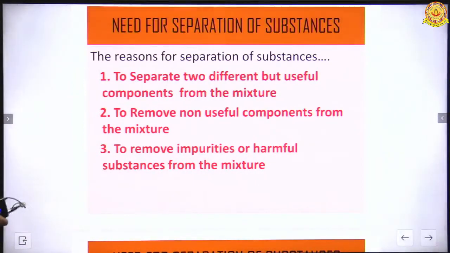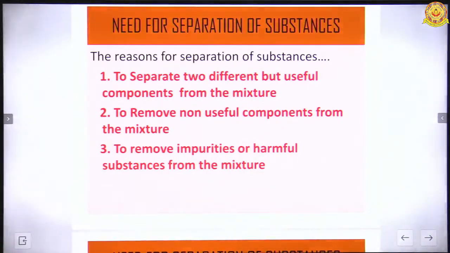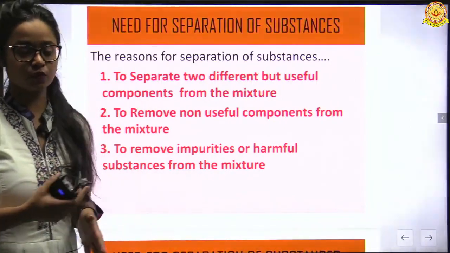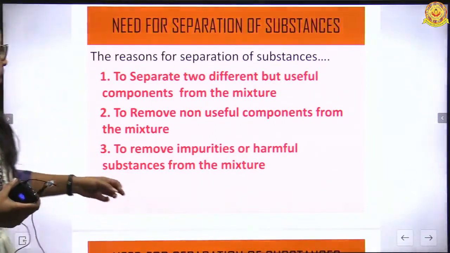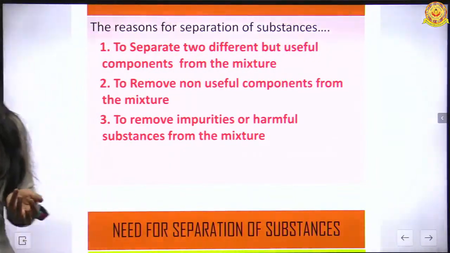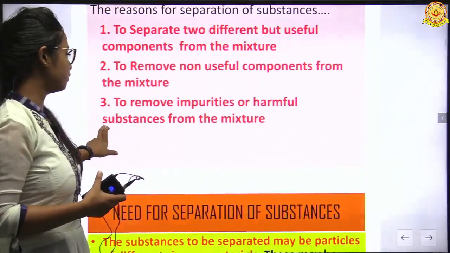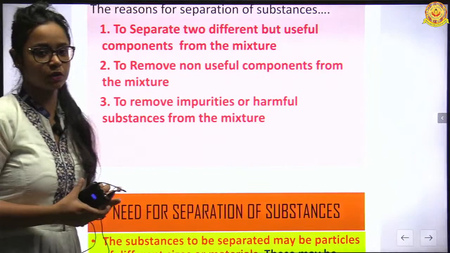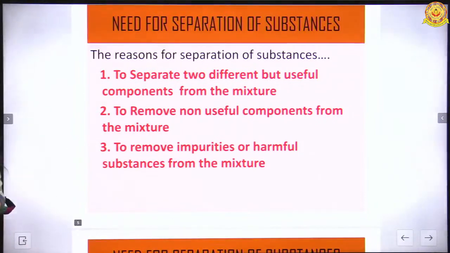Now next, what is the need of separating the substances? The reasons for separating the substances: first is to separate two different but useful components from the mixture, for example rice and stones. We have to remove stones from that. Rice is a useful component and stones are the non-useful components. Second is to remove non-useful components from the mixture. The stone is the non-useful component from that mixture. And third, to remove impurities and harmful substances from a mixture. These are the three points on the need to separate substances.